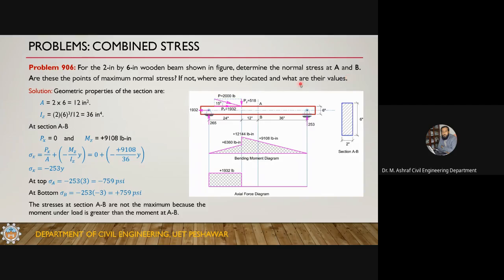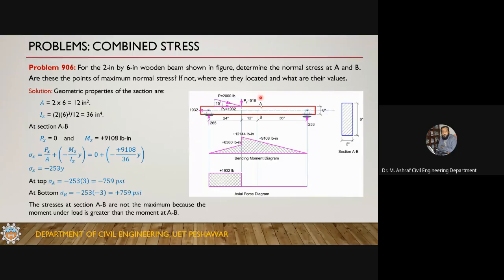So to calculate stresses at A and B, we need the geometric properties. Since in this case, the cross section is subjected to an axial force and a bending moment about the z-axis. Here this is the z-axis, so we need these properties: the cross section area and the moment of inertia about the z-axis. 2 into 6 and 2 into 6 cubed by 12.